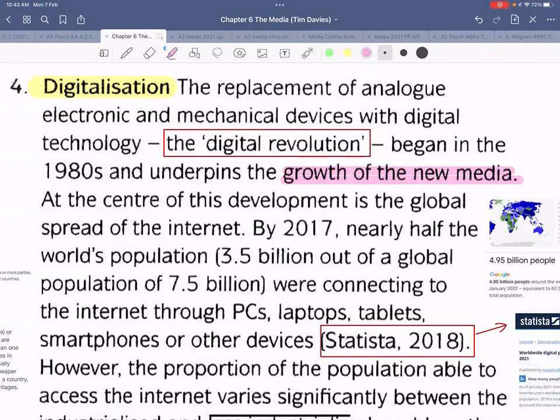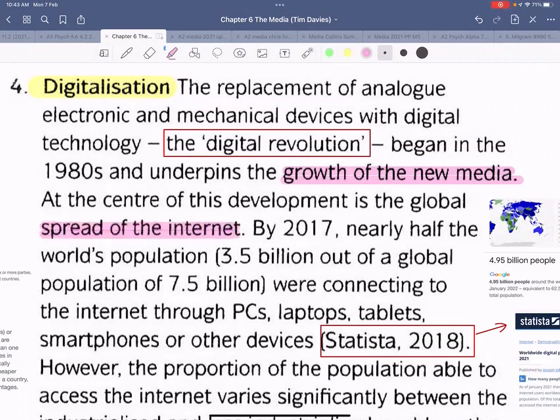Like different social media websites, and we have different apps. We have a lot of platforms, right? This class, like I said, is again an example of digitalization, right? Now, at the center of this development is the global spread of the internet.